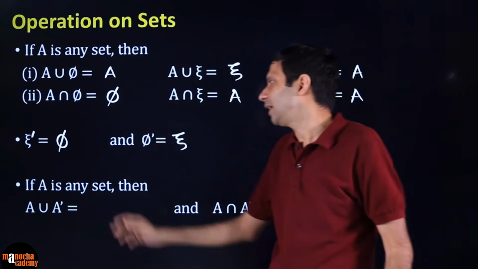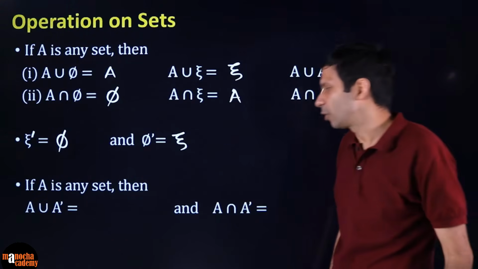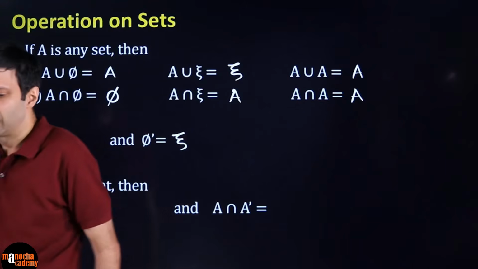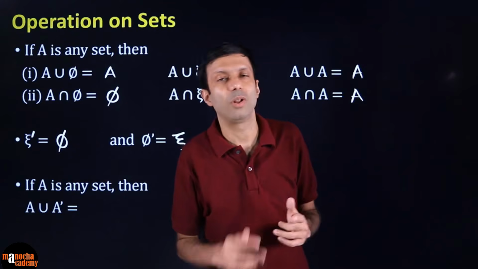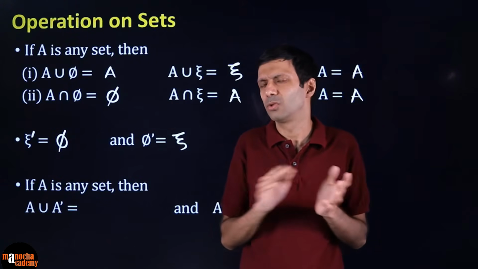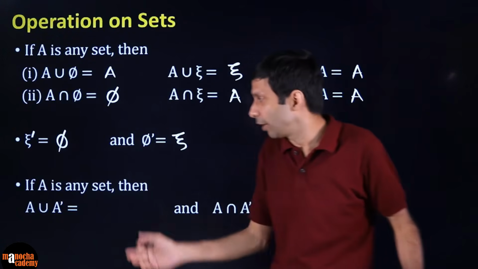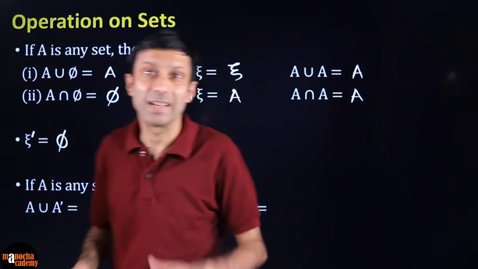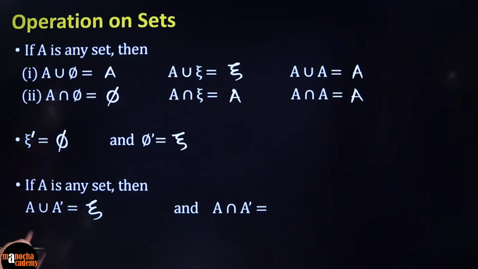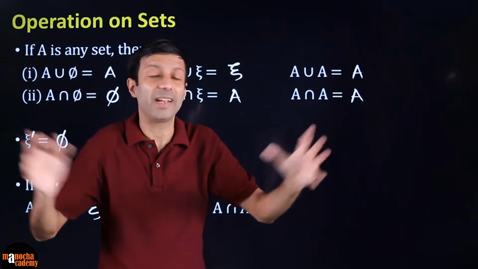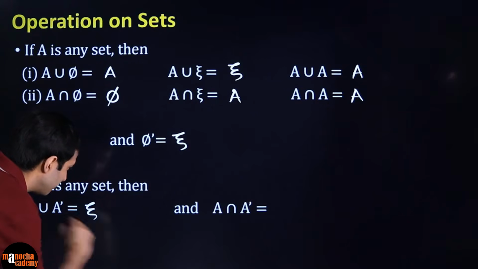Now if A is any set, then A union A complement, what is that going to be? Think about it. If you have taken A as 1, 2, 3, and we took the universal set as 1 to 10, then A complement is all the numbers other than 1 to 3. So it's going to be 4, 5, 6, 7, 8, 9, 10. Now if you join them, what are you going to get? You are going to get the universal set. Very good. Because union is joining. If I join all the things in A and all the things outside A, I'm going to get everything, which is basically the universal set.